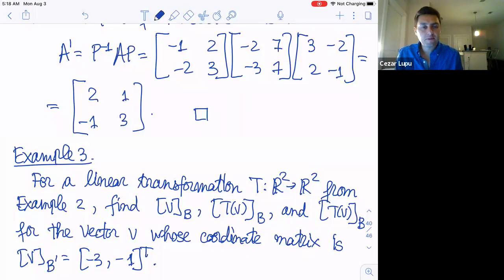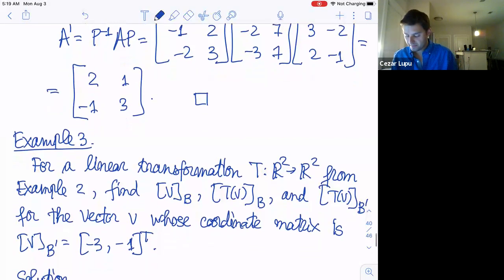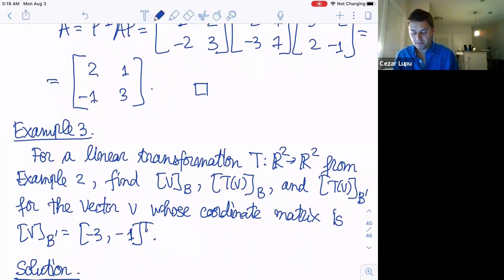So the third example says the following: for a linear transformation T from R2 to R2, and again, the linear transformation is from the previous example, I want to find the transition matrices. So I want to find the coordinate matrix of V relative to B, T of V relative to B, and T of V relative to B prime for the vector V whose coordinate matrix is given by this.